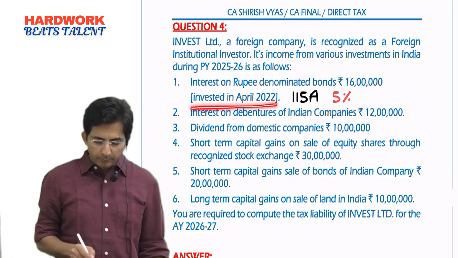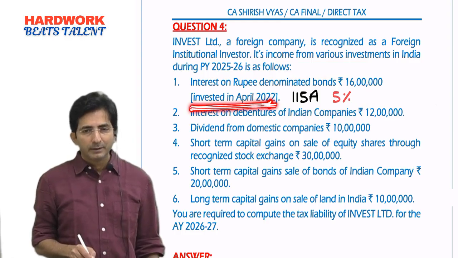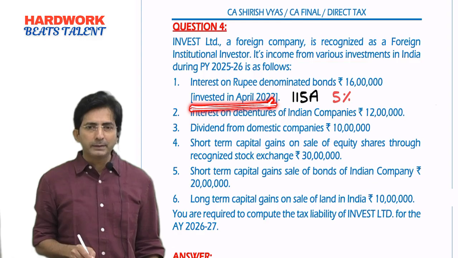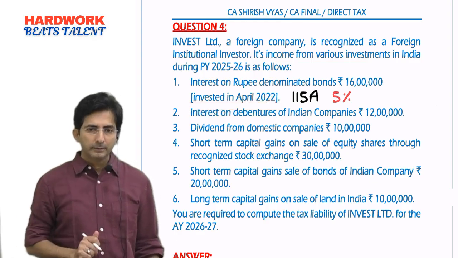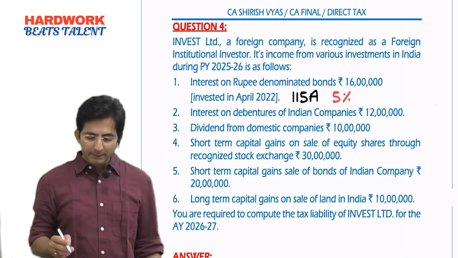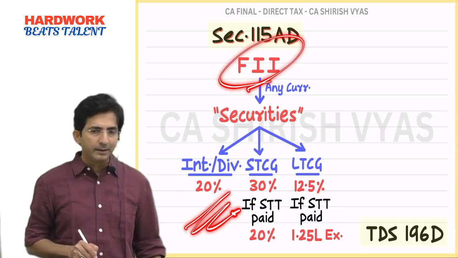Tell me, what if the investment date was after 30th June 23? After 30th June 23, then 5% is not applicable. Then 20%, which is not attractive. Anyways, for FII, 20% is already there.